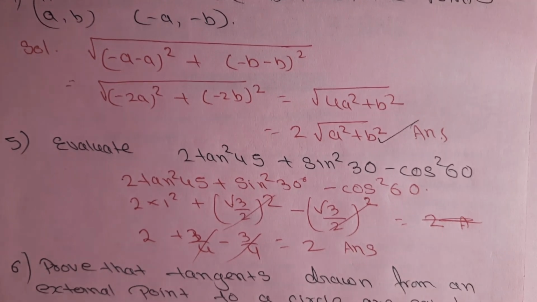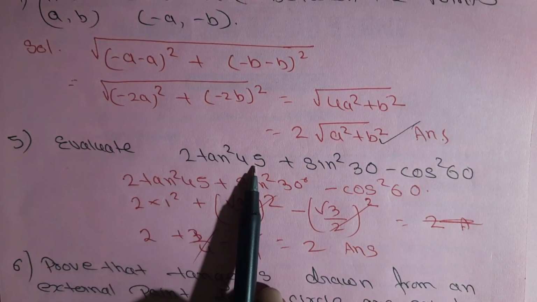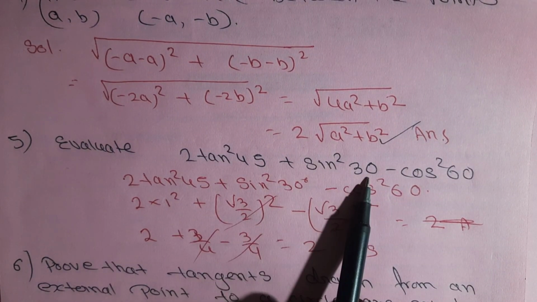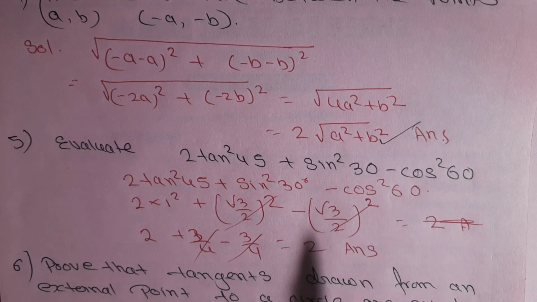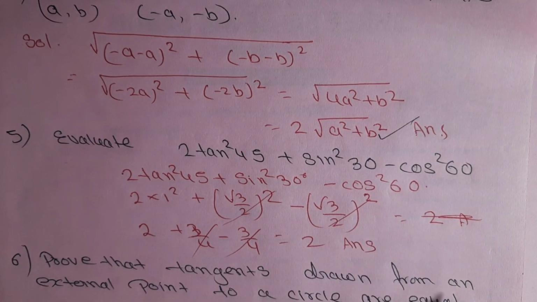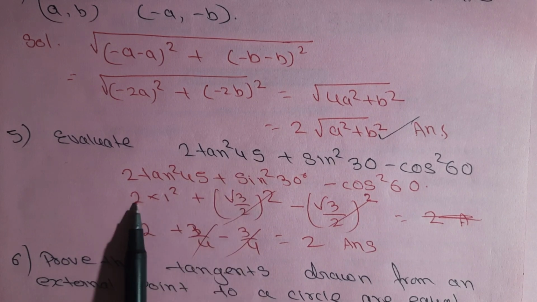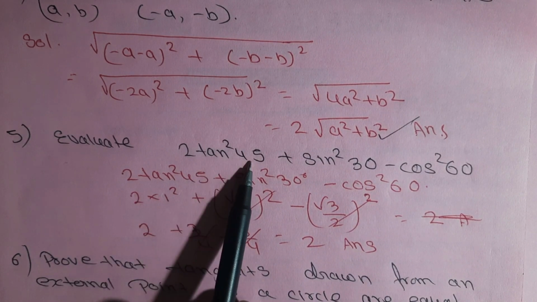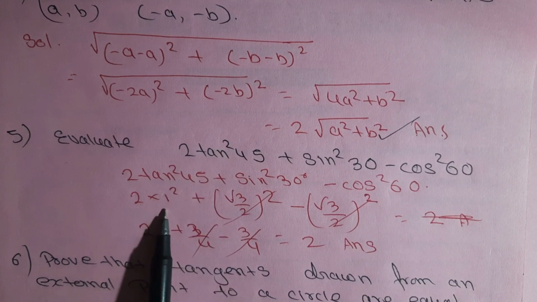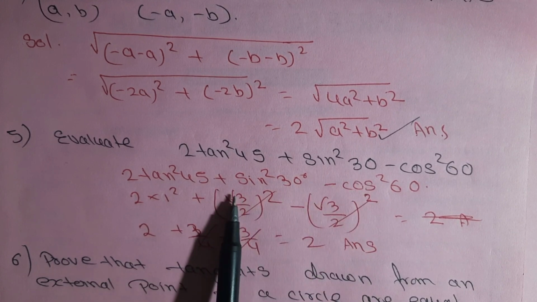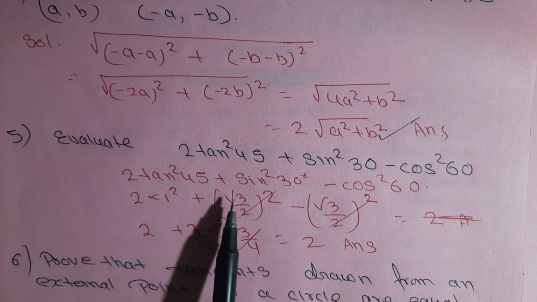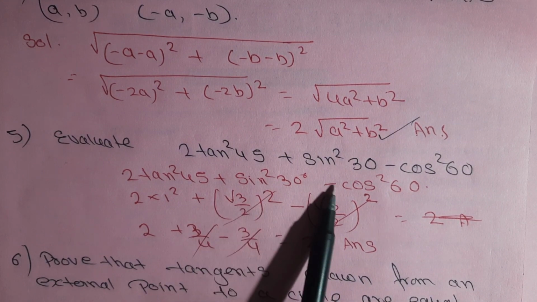Now question number 5. Evaluate 2 tan square 45 degree plus sin square 30 degree minus cos square 60 degree. You have to evaluate this one. So we know that tan 45 degree is nothing but 1. So that means 2 into 1 square, because tan 45 is 1, so tan square will be 1 square. Now sin 30 degree is root 3 by 2, but sin square means root 3 by 2 whole square, minus.